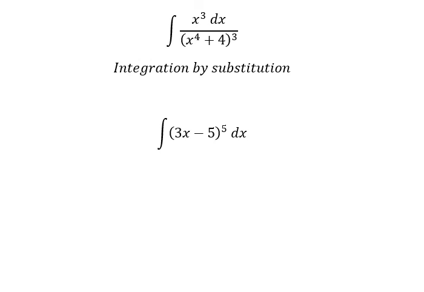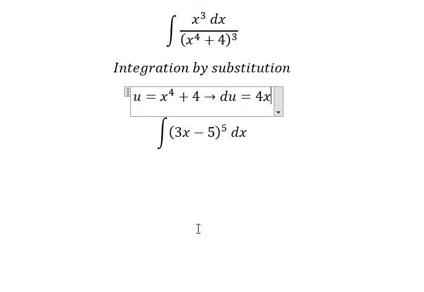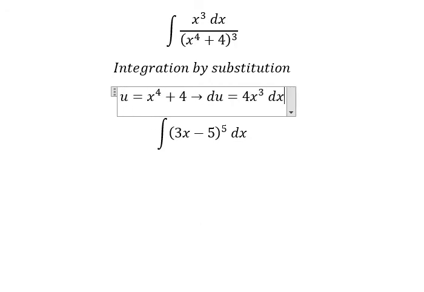So I will put u equals s to the power of 4 plus 4. Next, we need to do the first derivative for both sides. So we have du equal to 4s to the power of 3 ds. Because the first derivative of s to the power of 4 gives this, and the first derivative of number 4 gives 0 because it is a constant.